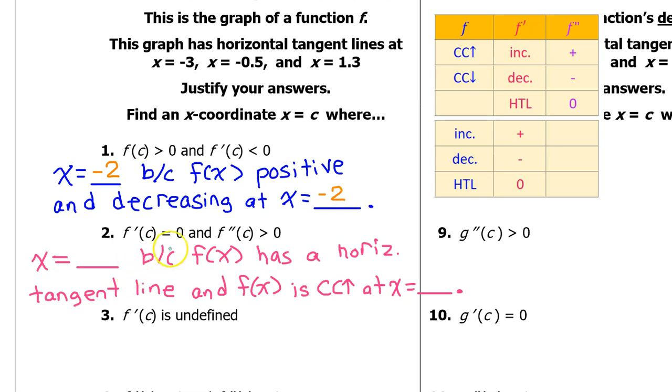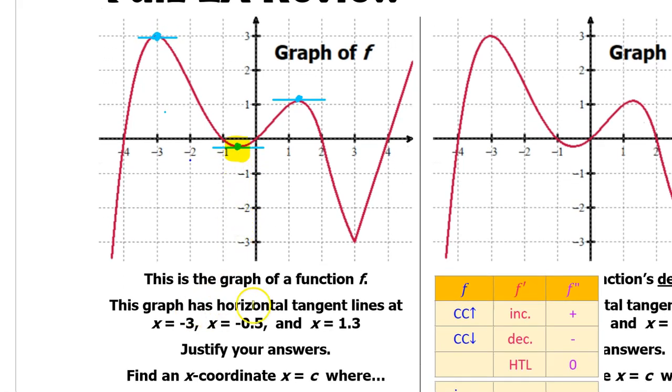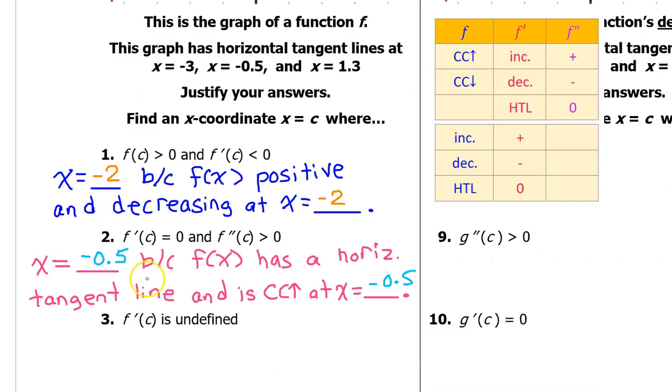Now let's look up at the graph and find where f of x has a horizontal tangent line and is concave up. F of x has horizontal tangent lines here, here, and here. But this is the only one where f of x is also concave up. We are told in the instructions that this horizontal tangent line is at x equals -0.5. Erasing the extra f of x, we say x equals -0.5 because f of x has a horizontal tangent line and is concave up at x equals -0.5.